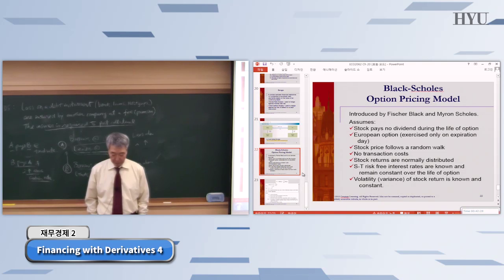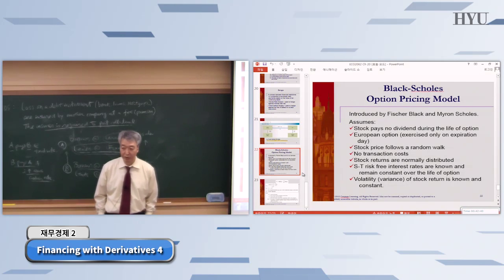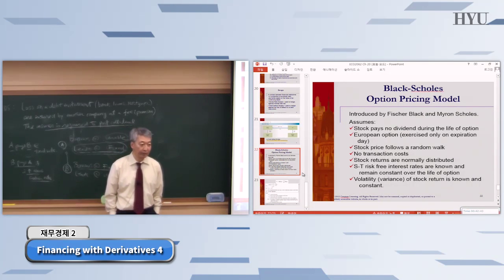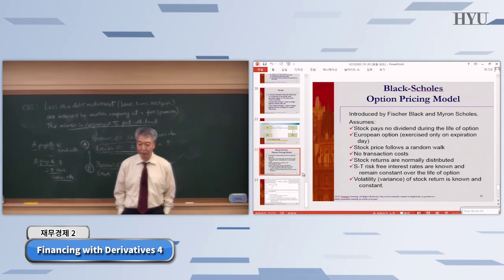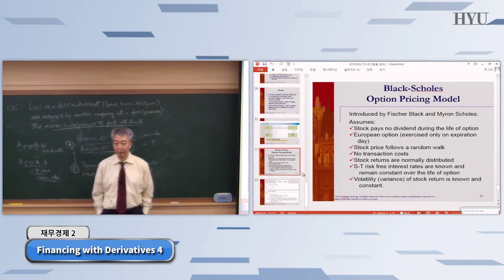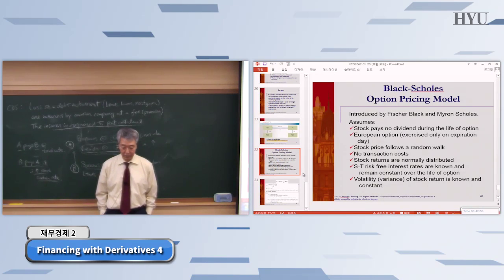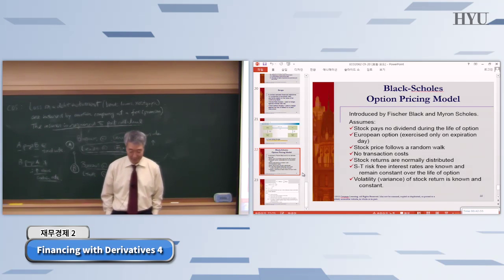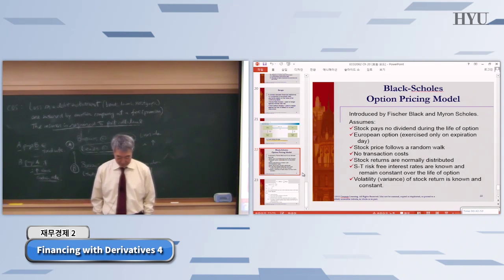Stock price follows a random walk. What is a random walk? What does that mean? It cannot be predicted. In other words, there is no pattern. Randomness in statistics means we don't know. There's no way to predict. It's like a drunk person walking. Right? Random walk. No transaction costs. Stock returns are normally distributed.